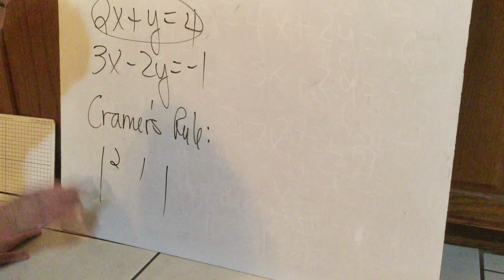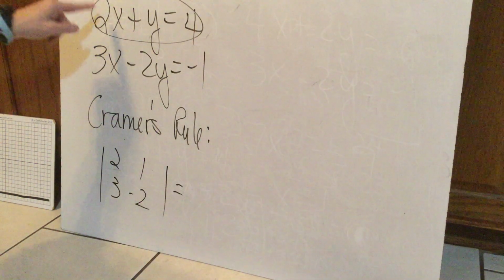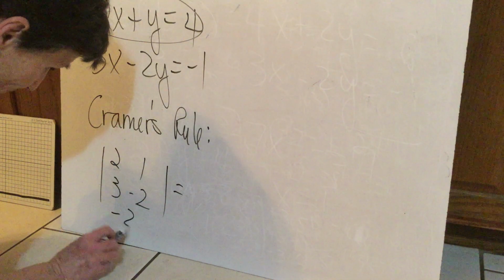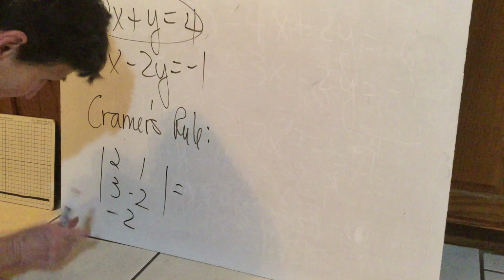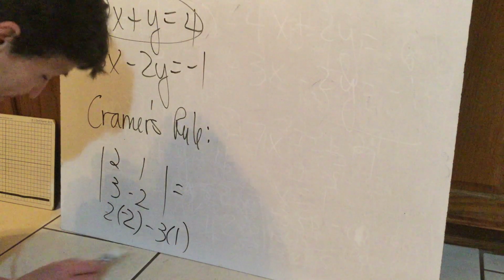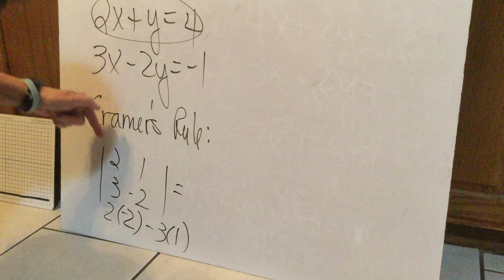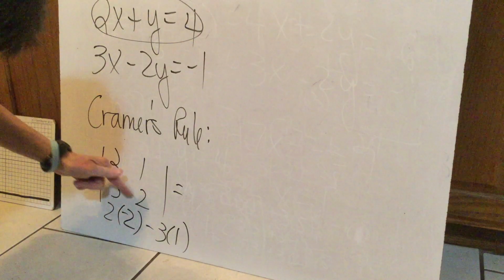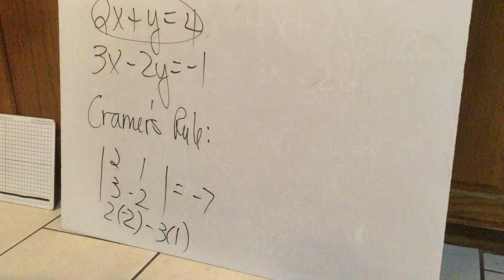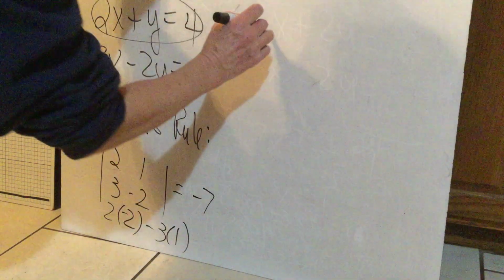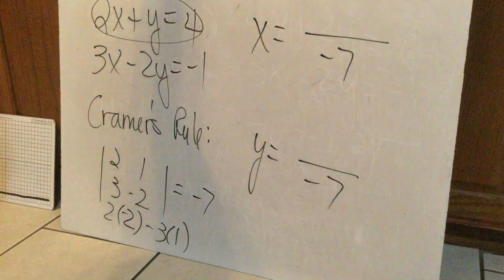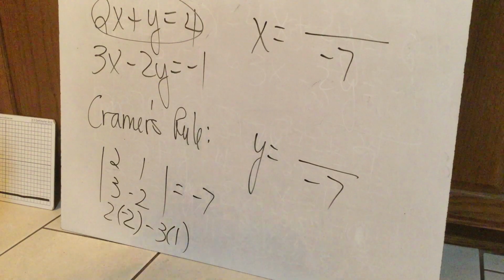So 2, 1, 3, negative 2, and then we're going to evaluate that. It's 2 times negative 2, and 3 times 1, and we subtract them. So it's 2, remember, start here. So it's 2 times negative 2 minus 3 times 1. So that actually is negative 7. Now remember, that negative 7 is important, because when you solve for x and y, they're both going to be over -7. That becomes the denominator for your variables.